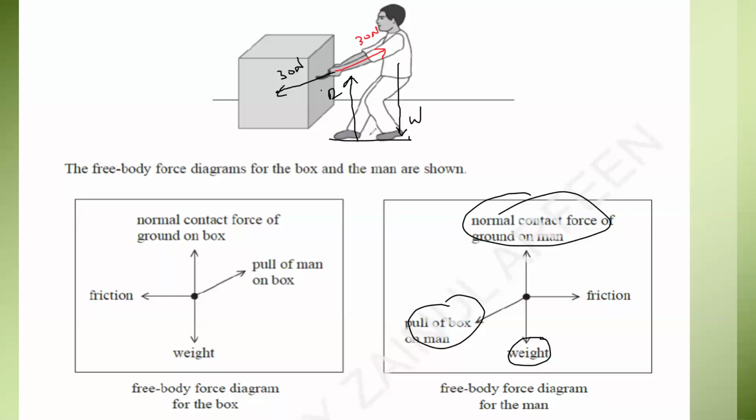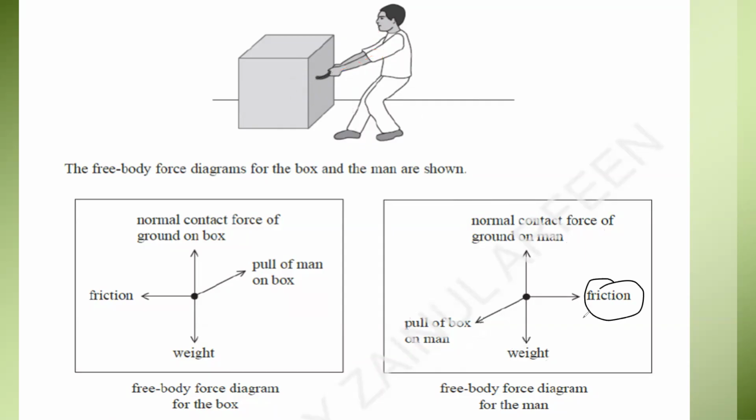But what about the friction? The direction of the friction. You see, the direction of the friction is towards the right. Why is the direction of the friction towards the right?